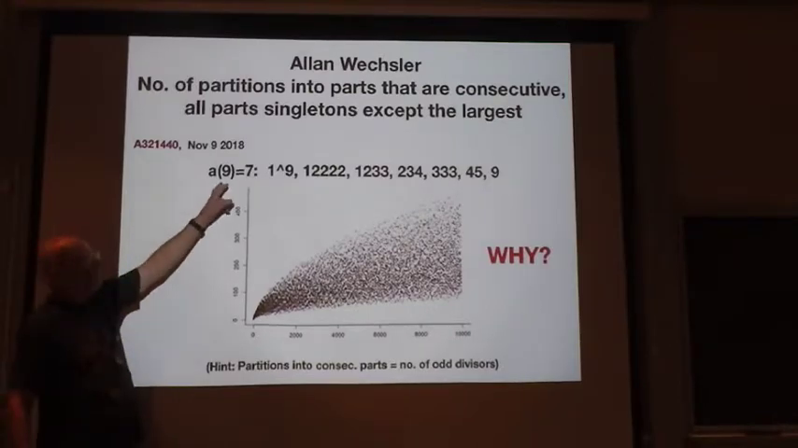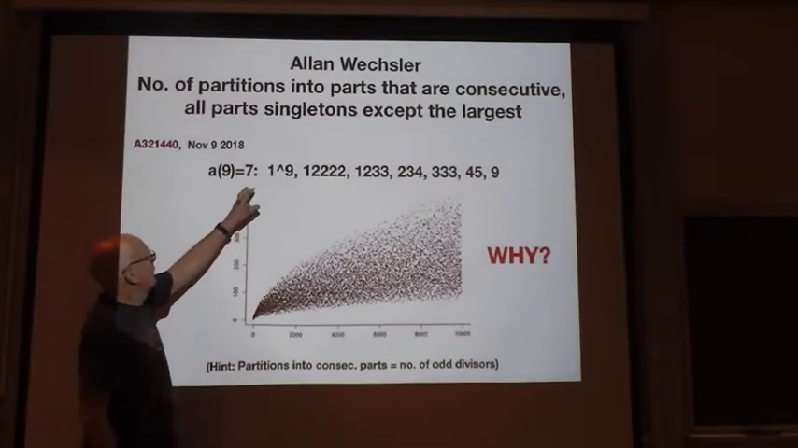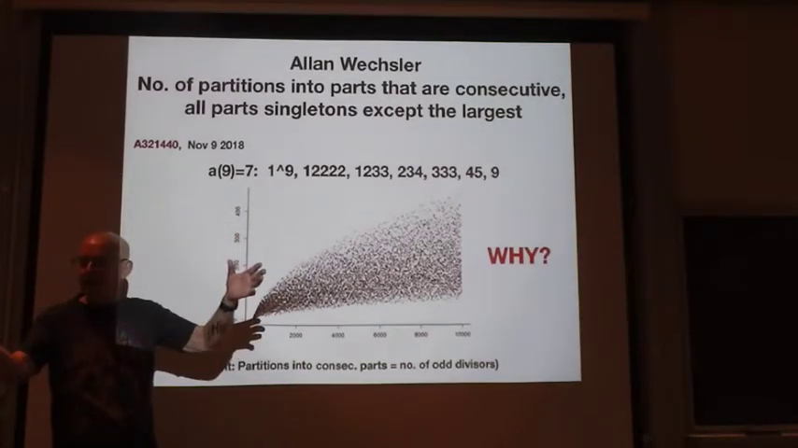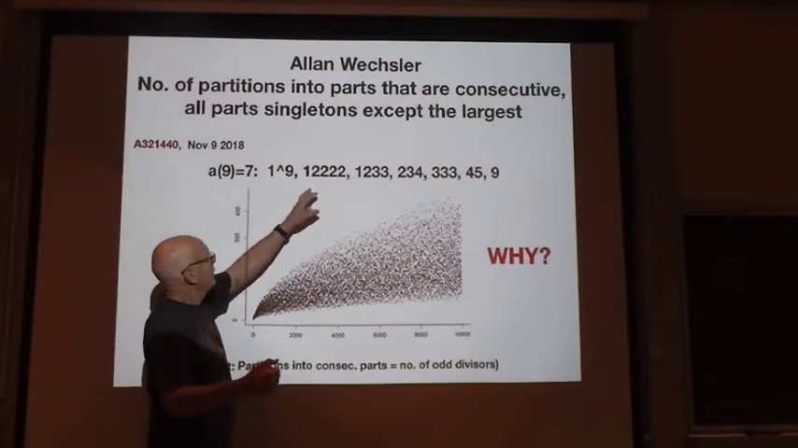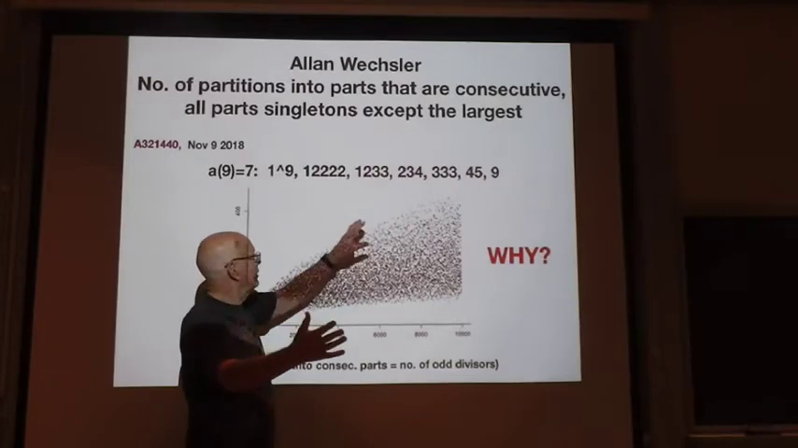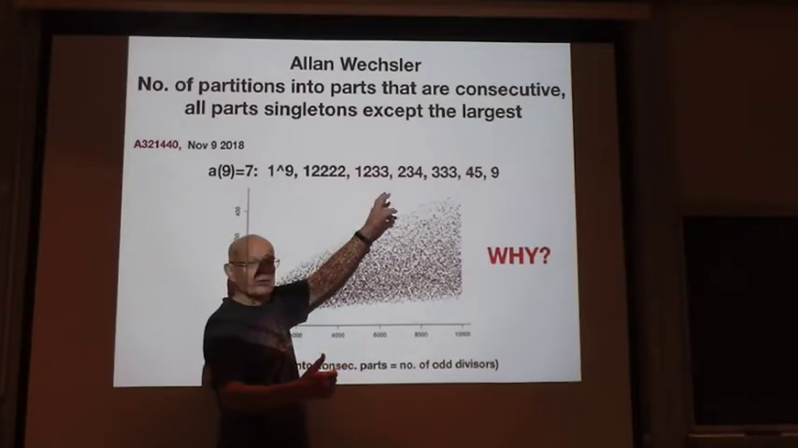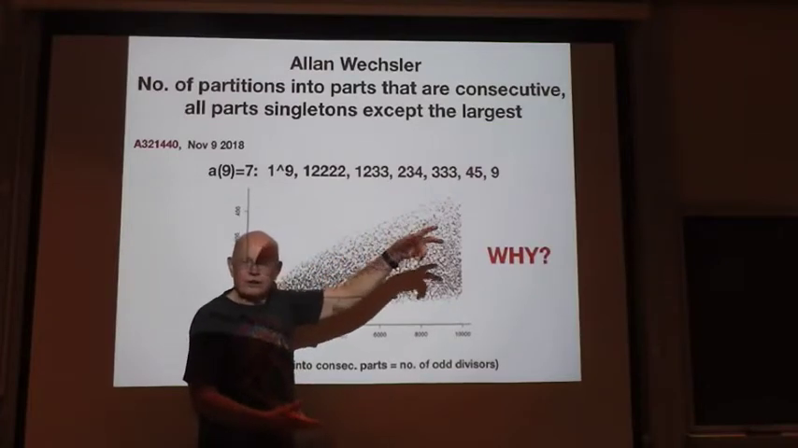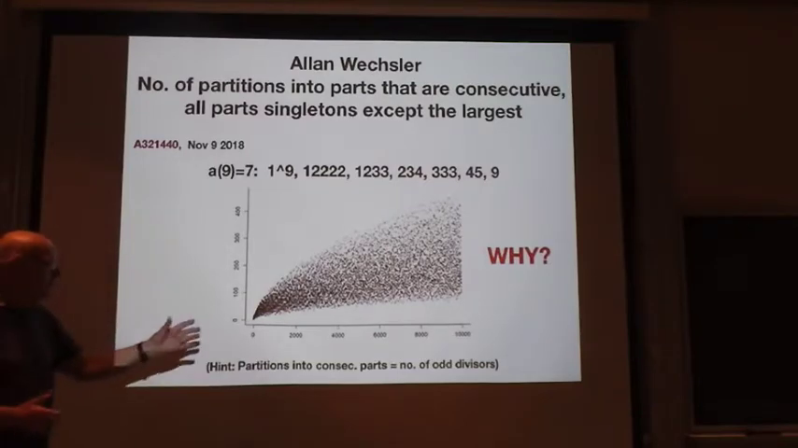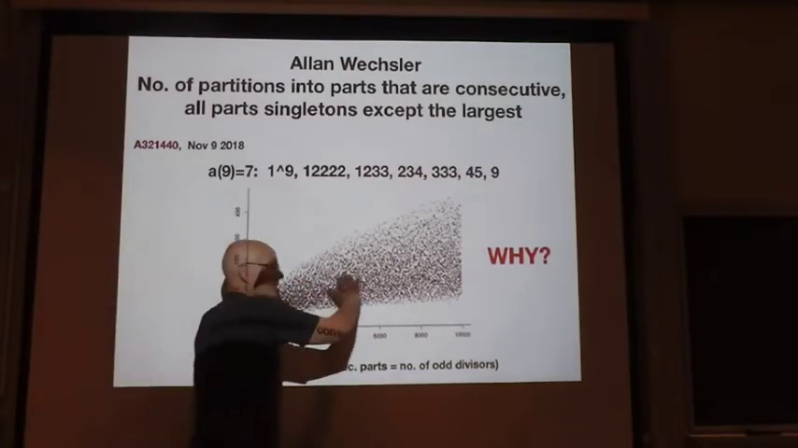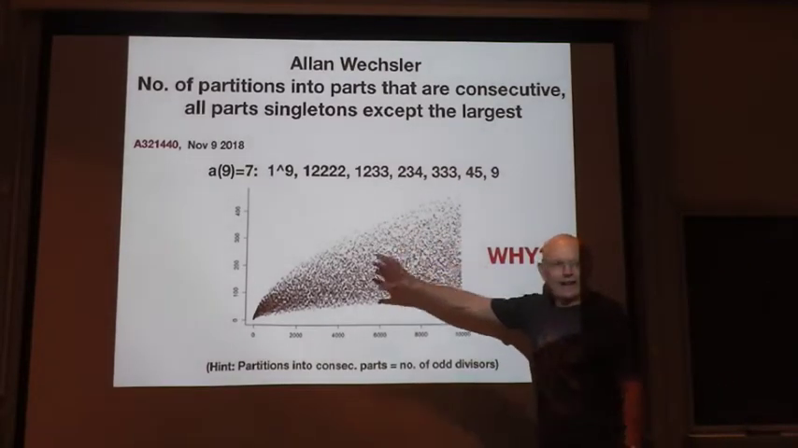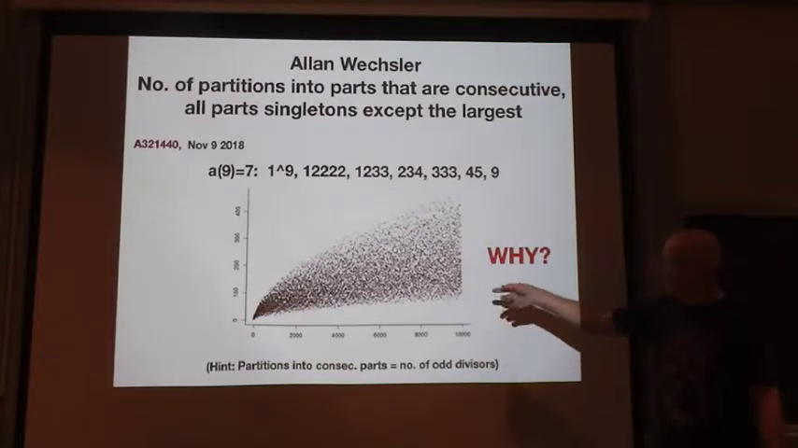So, for instance, partitions of 9. You can have 1 to the 9th, because the biggest part is 1, and it can appear any number of times. Or you could have 1, 2, 2, 2, 2. All the parts are consecutive. So 1 and 2 and 3, and the biggest part can appear more than once, and all the other parts can only appear once. Now normally in partitions, when you look at the numbers, they're basically on a straight line. They maybe have some irregularities, but they're not scattered all over the place like this. So what on earth is going on?